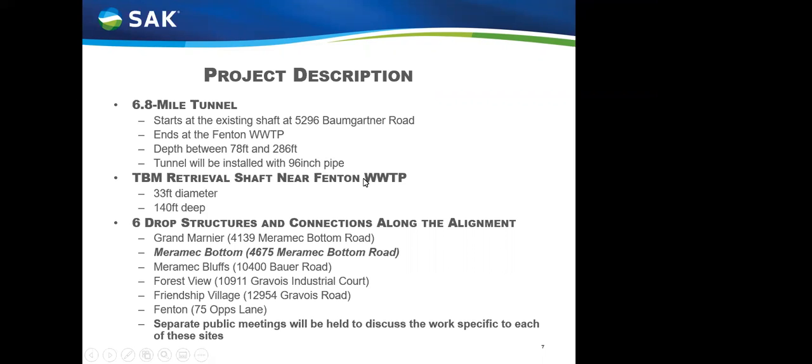At the Fenton plant, there'll be a large shaft excavated to remove the tunnel boring machine from underground, bring it up to the surface. So that shaft's about 33 feet in diameter, 140 feet deep. Along the alignment of the tunnel, there'll be 6 locations where either now or in the future, wastewater flows will be dropped into the tunnel to be conveyed to the Lower Meramec plant for treatment. And one of those sites is the Meramec Bottom site, located around 4675 Meramec Bottom Road. And that's the site that we're going to be discussing tonight.